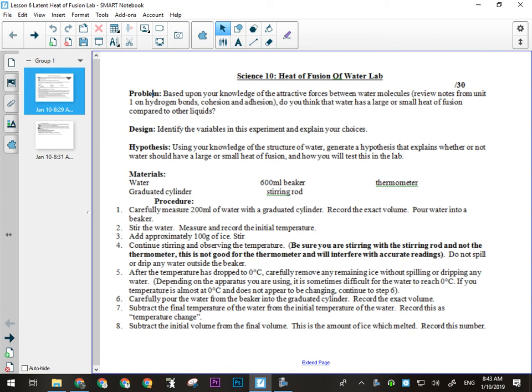Right? Now, what's that number theoretically supposed to be? That's vaporization. 333 joules per gram. All right. So what we're going to do is try and see if we can get a number that's reasonably close to that.